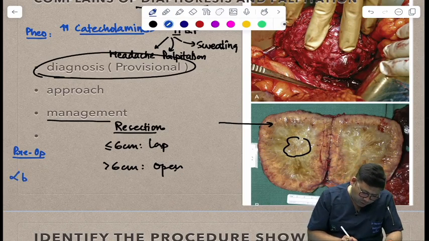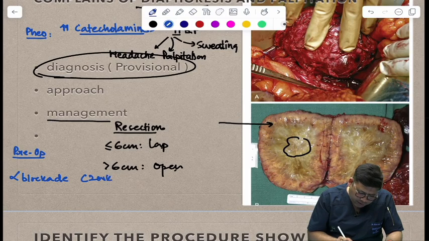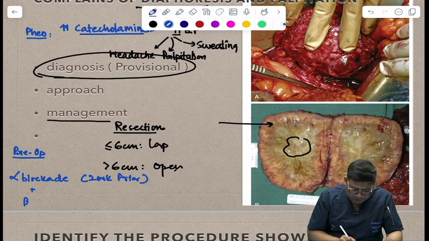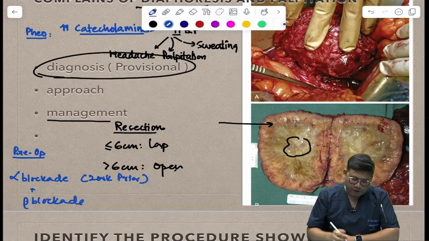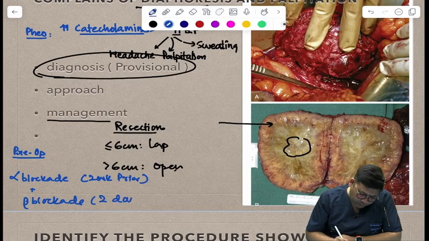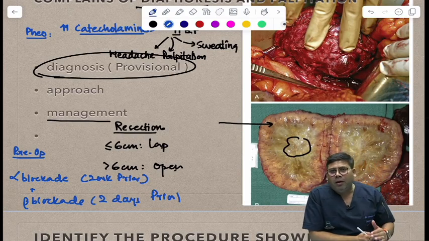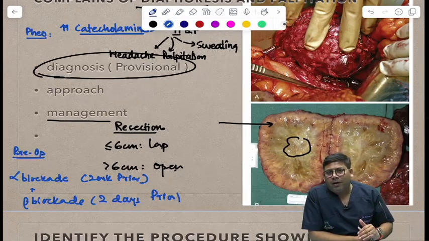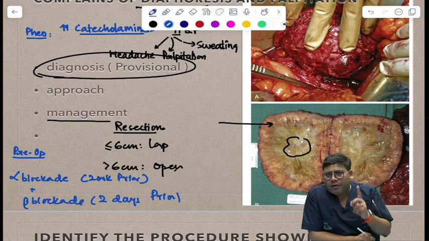Therefore you start with alpha blockade 2 weeks prior to surgery, and then add beta blockade. Why beta blockade? So that cardiac stimulation is prevented. This is 2 days prior. So 2 weeks prior you will start phenoxybenzamine. During OT, intraoperative hypertension should not occur, so phentolamine is the drug of choice.